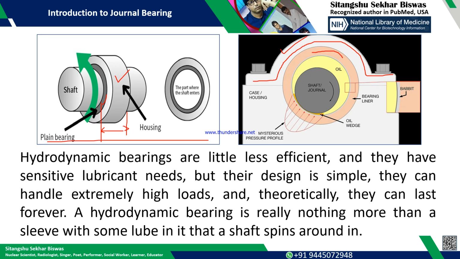We will know it slowly. Basically, these hydrodynamic bearings are comparatively less efficient, and they need a sensitive lubricant, because the viscosity of the liquid is very important: how quickly the oil film around the journal will form, and how much lift force will be introduced to rotate the rotordynamic part without any friction and wear and tear.